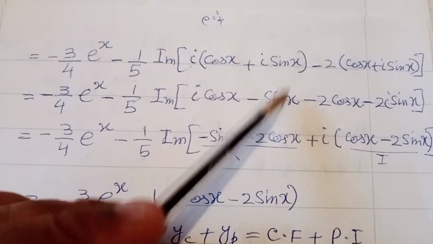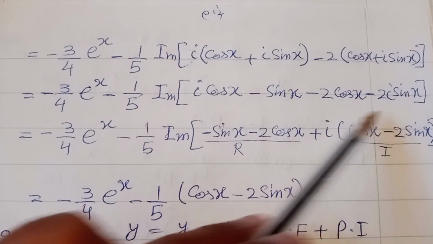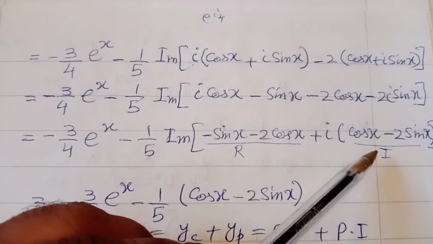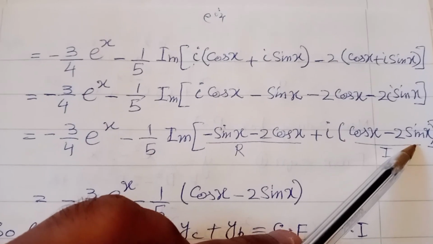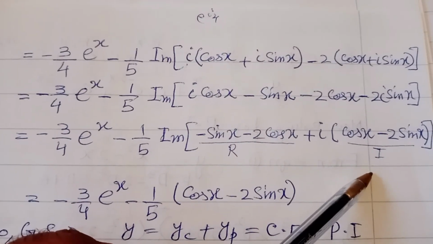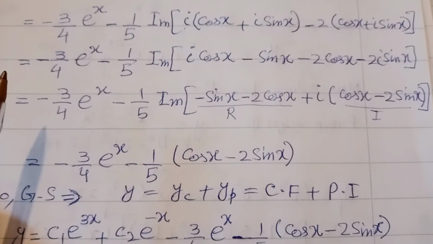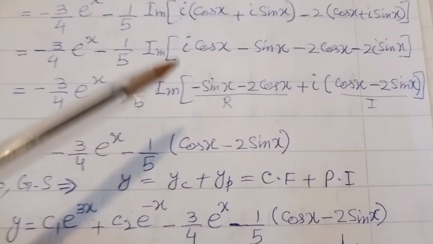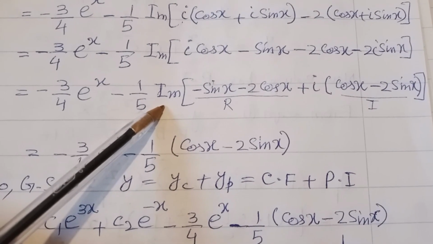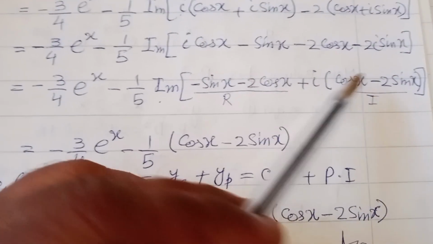These 2 without iota are the real part. We will separate them, and from the rest of the 2 we can take iota common, and the remaining terms are cos x minus 2 sin x. So this is the imaginary part of the term. We are only going to take the imaginary part from this. This part is the imaginary part. The coefficient of iota is the imaginary part.